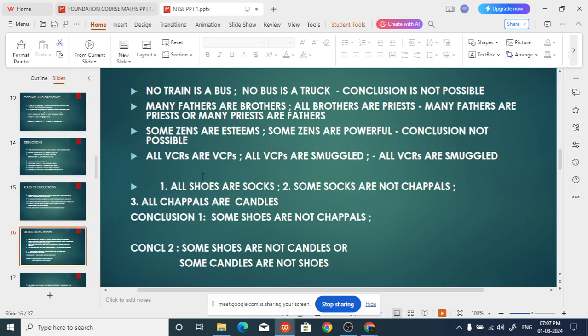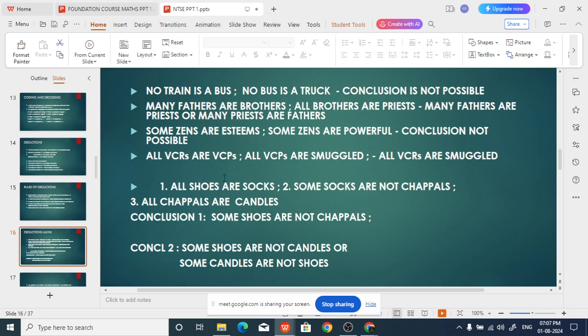What is the type of statement? Universal positive. All VCPs are smuggled. Universal positive. What is the common term? VCP. So what is the answer we will get? VCP should not come. All VCRs are smuggled is the right answer. Okay, go to the next question.